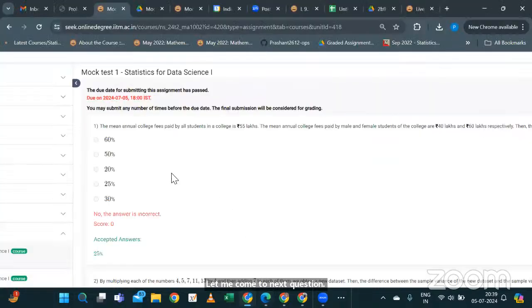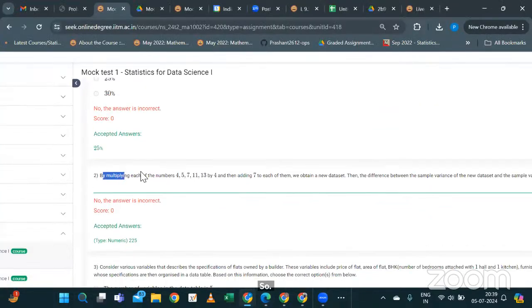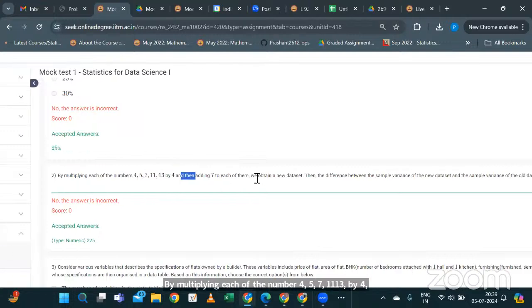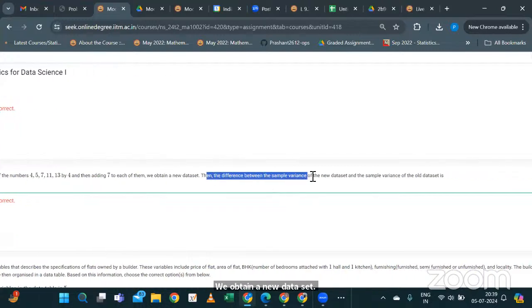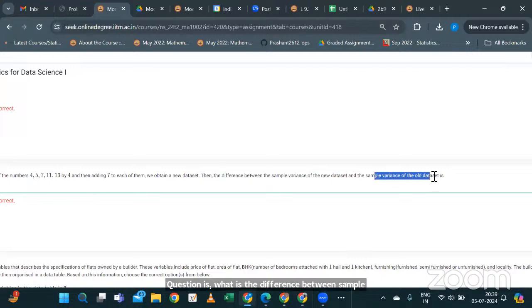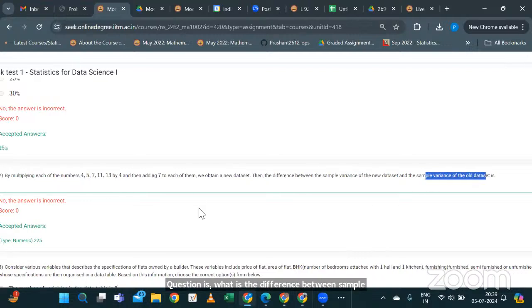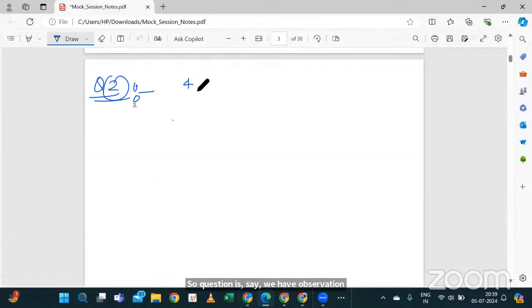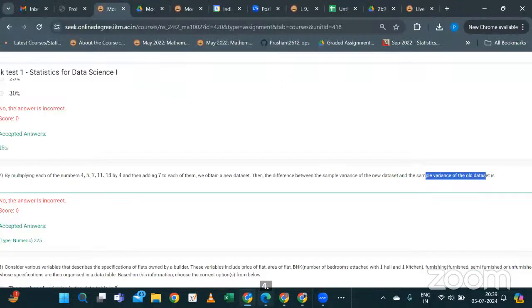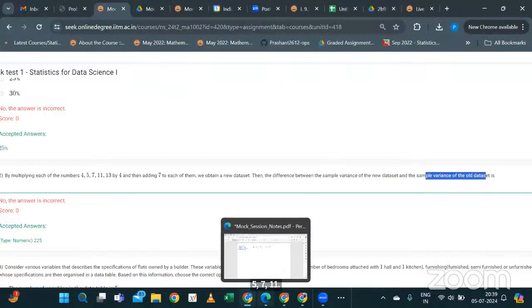Question number 2 is saying: by multiplying each of the numbers 4, 5, 7, 11, 13 by 4, then adding 7 to each of them, we obtain a new data set. What is the difference between the sample variance of the new data set and the sample variance of the old data set? So we have the observations 4, 5, 7, 11 and 13. We have to multiply by 4 and add 7.